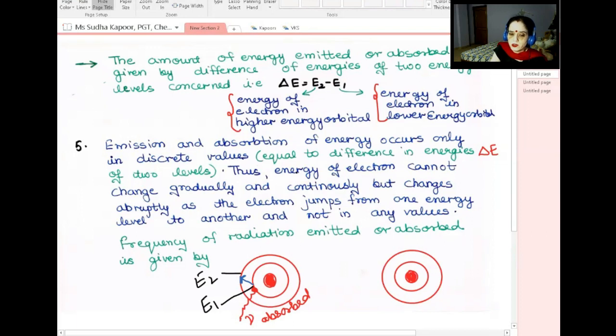As we know that energy is directly proportional to frequency, we can say that a particular frequency of radiation is emitted or absorbed. So in the first diagram, the particular frequency is absorbed. Now let us take the example of the other diagram.